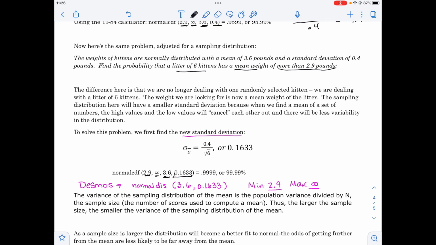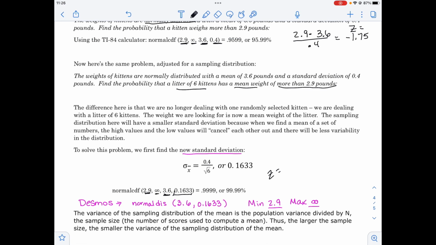Now again, if we wanted to find the z-score, remember, our raw data, if we're looking for something that's 2.9, we would do the same as we did up here, the difference is the standard deviation that we divide by is now different. So we have 2.9 minus 3.6, this time divided by 0.1633. So let's see what that would be, using my little calculator, so helpful. I would get a negative 4.286. That would be my z-score. Okay, and your table doesn't go to that.